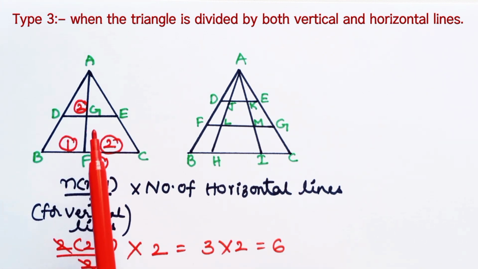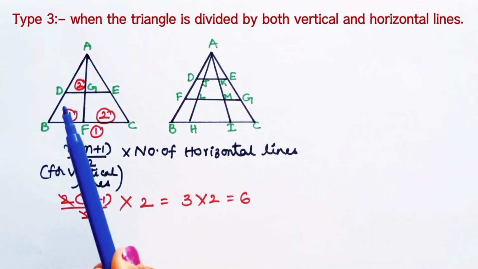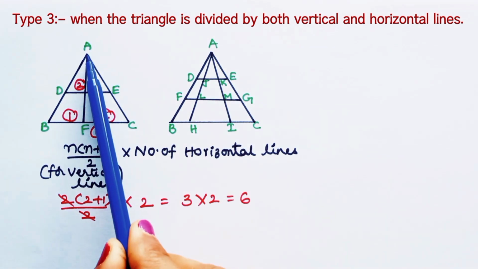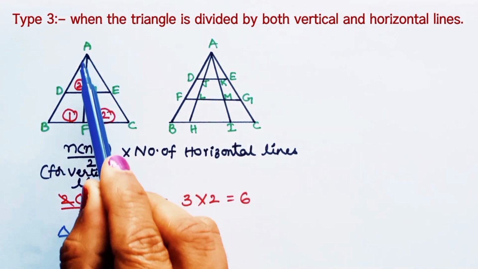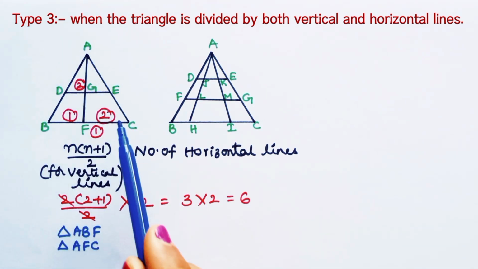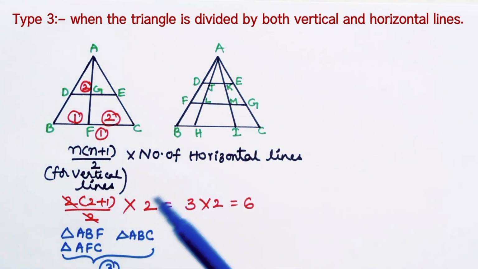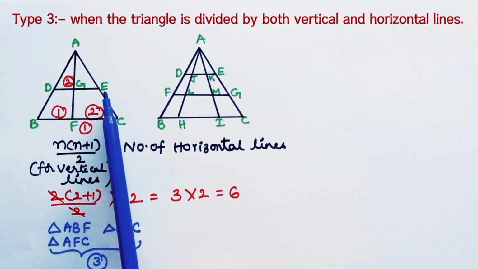Now let us see these 6 hidden triangles present in the given figure, triangle ABC. First, let us see the number of triangles present when the triangle is divided by the vertical line. Triangle ABF and triangle AFC. And the bigger triangle, triangle ABC. So there are 3 triangles present when the triangle is divided by the vertical line. Now we are going to count the number of triangles present when the triangle is divided by the horizontal lines. Let us see.